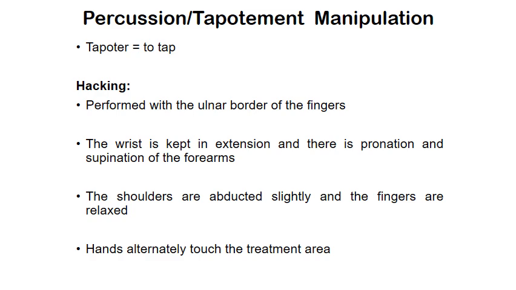The wrist is kept in extension, meaning slightly back, and there is a pronation and a supination of the forearms. The shoulders are slightly abducted away from your body and the fingers are relaxed. And then alternate movements with your hands, you are then moving your one hand down onto the back, try it on somebody's back or somebody's calf, and then the next one. So you hack that muscle and then you move along the entire length of that muscle.